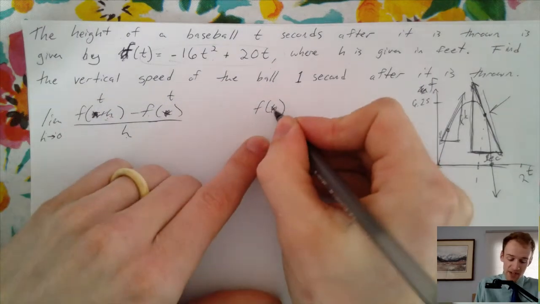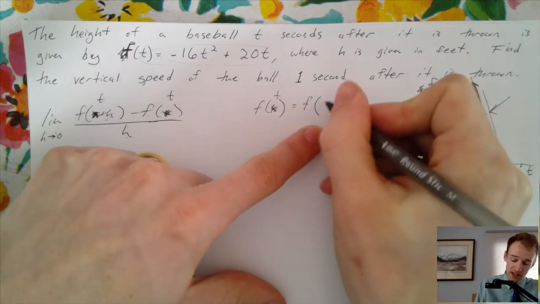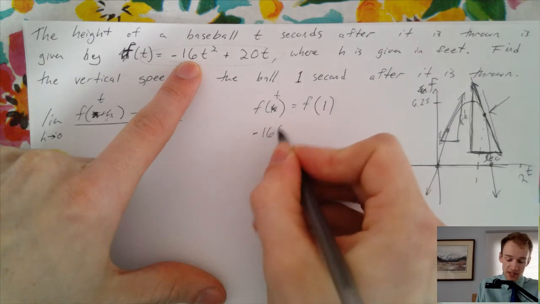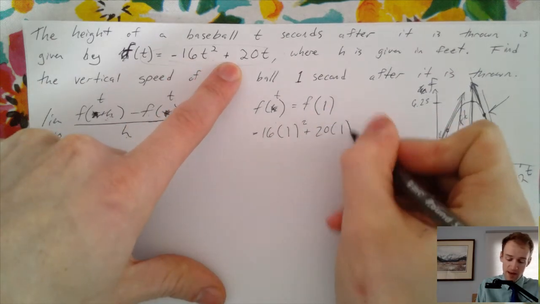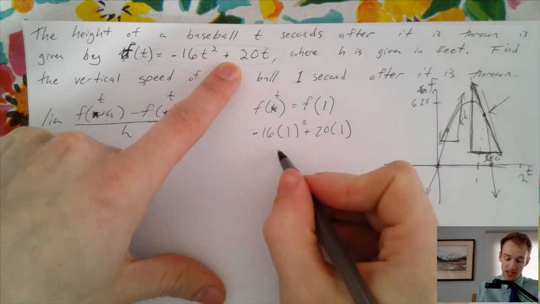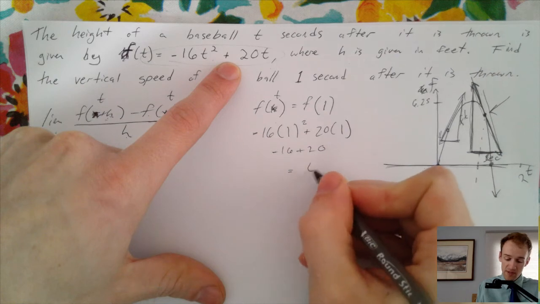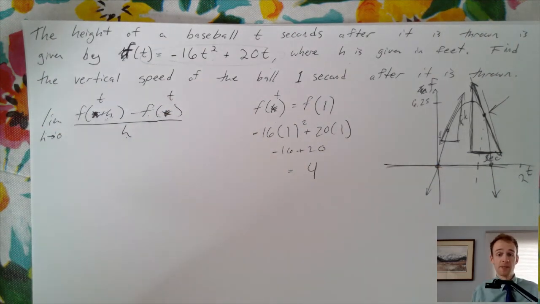So instead of f of x, we have f of t, which is f of 1 second. And I just pop that into my function. Negative 16 times 1 squared plus 20 times 1. And we just get negative 16 plus 20. That's positive 4. So f of t is 4, and I'll pop that in there.